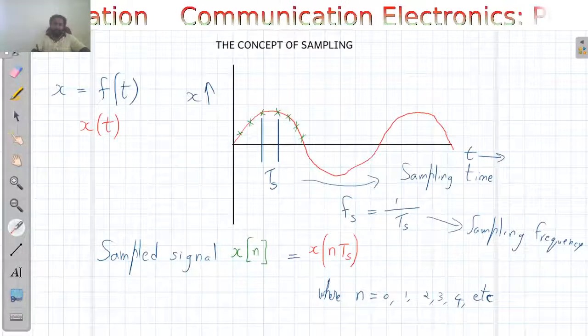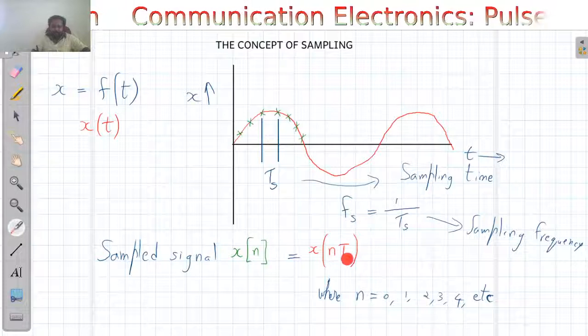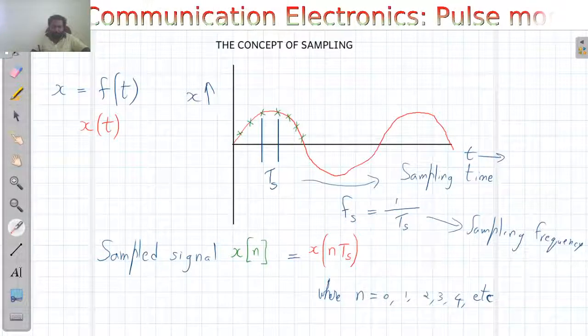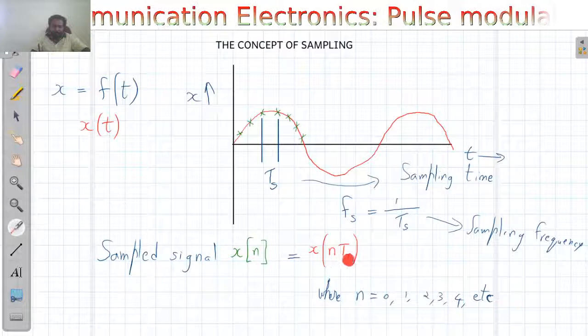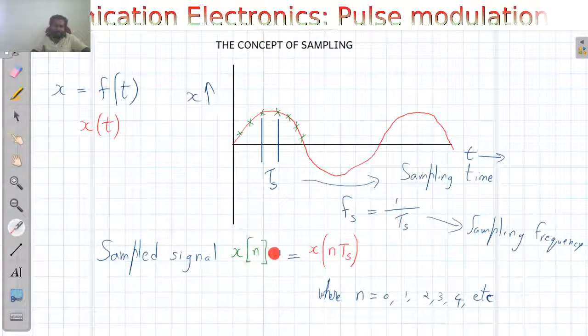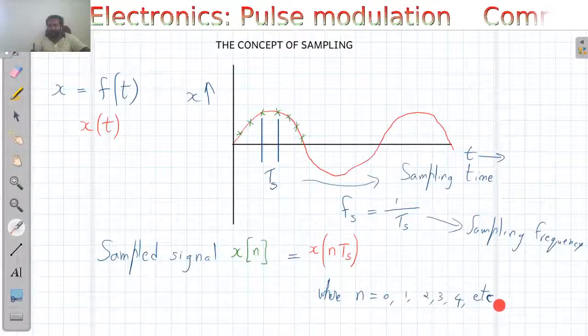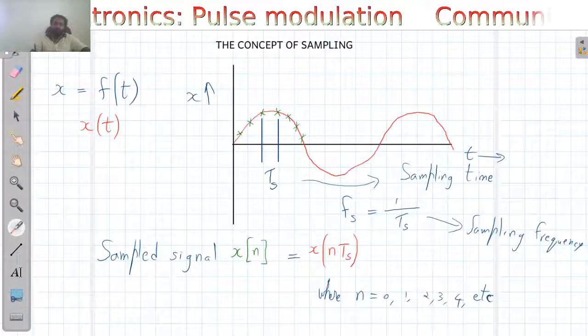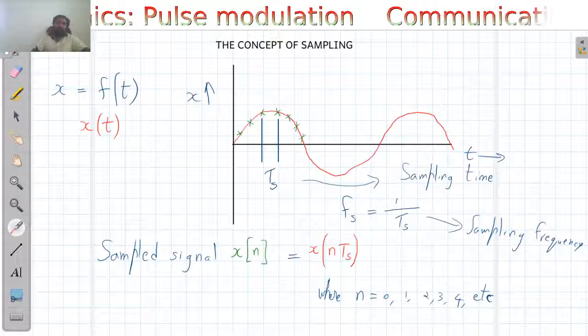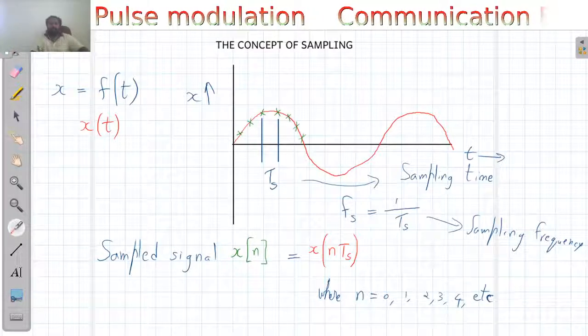So I have taken function values at a specified interval of n Ts, so that represents my sampled signal, where n equals 0, 1, 2, 3, 4, etc. It is a set of integers. So this is the concept of sampling.